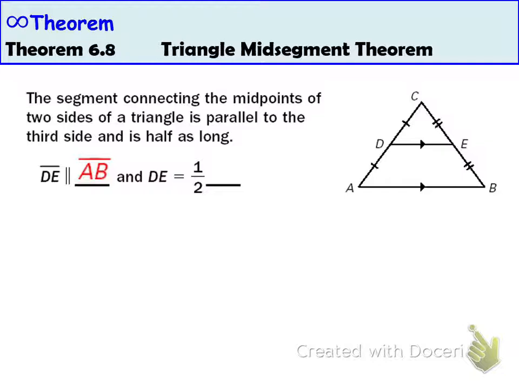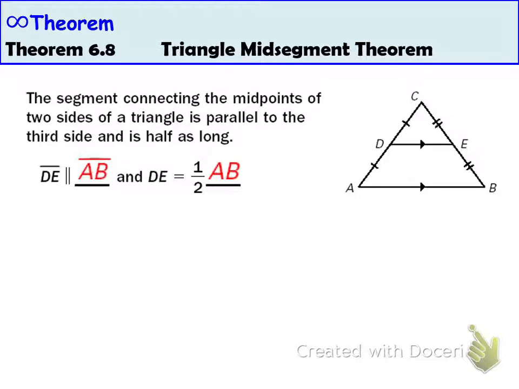So here's what we know. Remember how we said it's either double or half? Segment DE is going to be half the length of AB. The length of DE is half the length of AB. So the two parallel lines will be half or double.